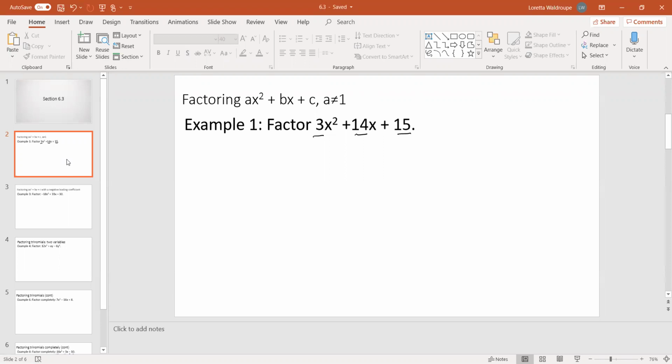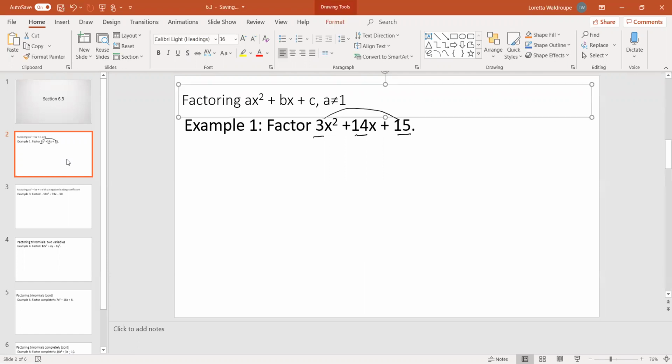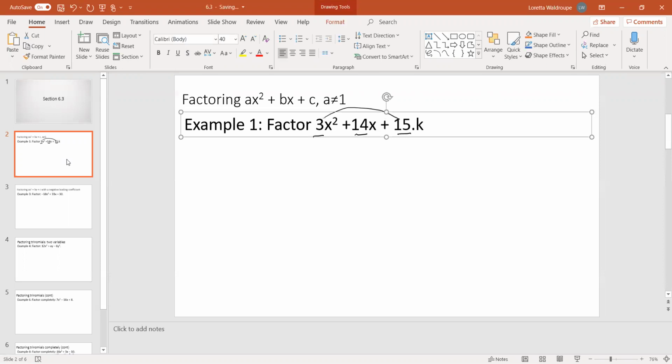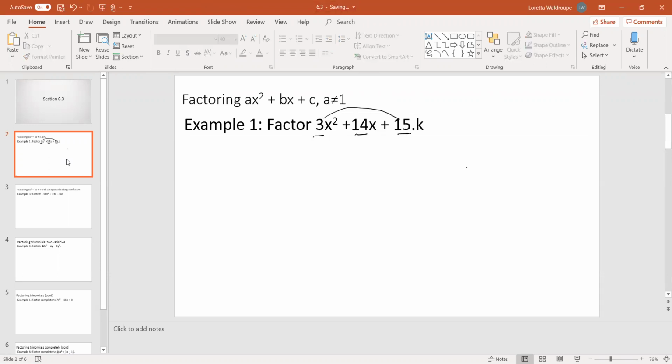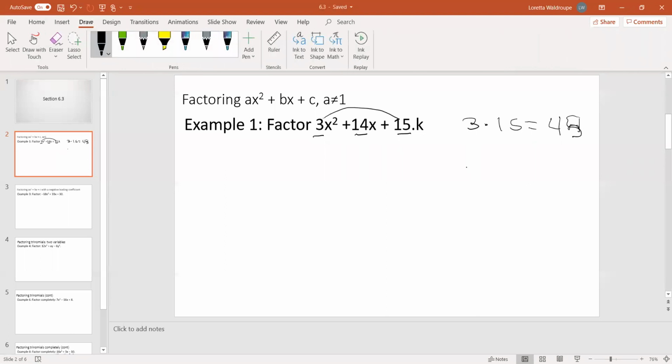If nothing is common, you multiply your first coefficient times your last. And 3 times 15 gives us 45.